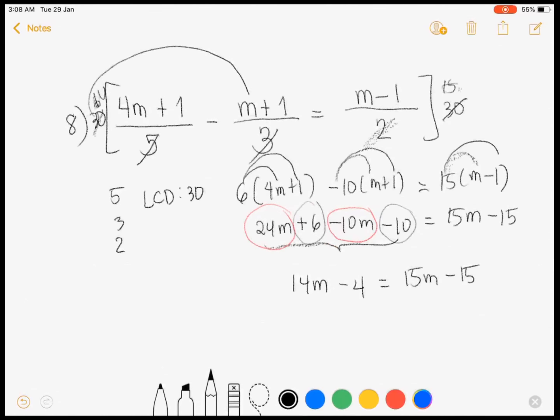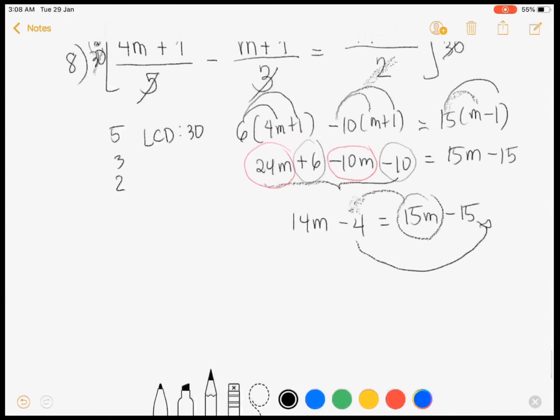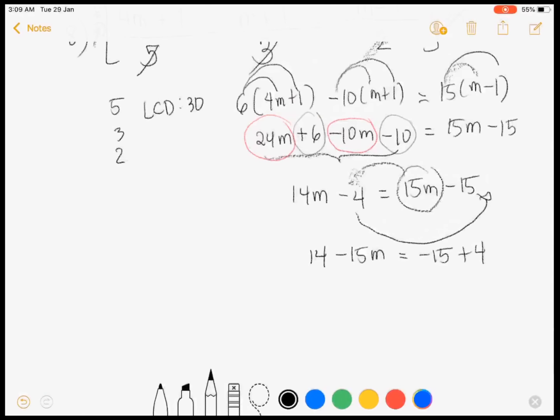Okay? Then copy dun sa right side. And then ngayon, isolate na natin yung mga variables sa constant. So yung 15m, transpose natin sa kabila. And then yung negative 4, transpose natin sa kabila. So we have 14m, yung 15m positive, magiging negative 15m. Okay? Then negative 15, yung negative 4, magiging positive sa kabila. Okay? Then combine similar terms. Okay, sorry, may m pala 'to. So we have 14m minus 15m is negative m equals negative 15 plus 4 is negative 11.